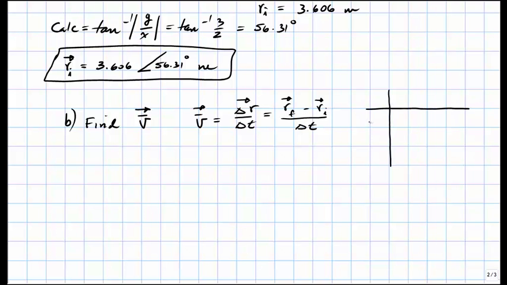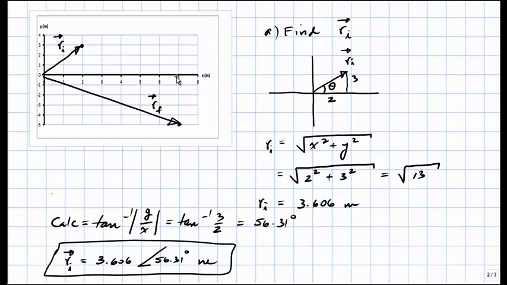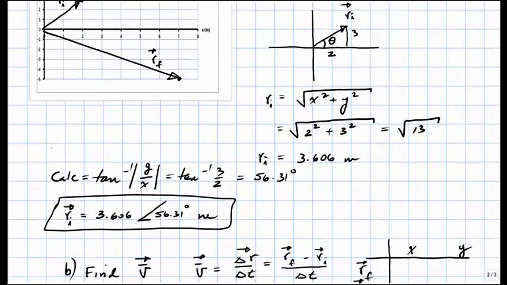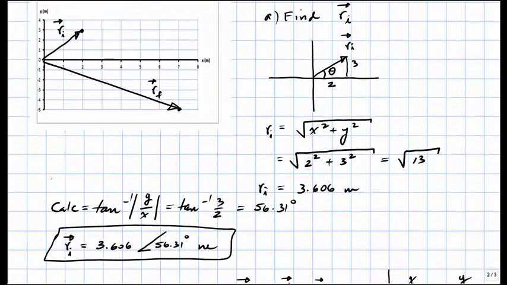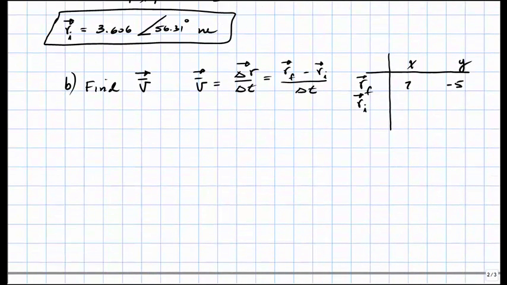So here's our chart, and we'll label the columns as x coordinate and y coordinate. Here's RF, here's RI, and of course for RF, the components are 7 on x and -5 on y. And for R initial, the components were 2 on x and 3 on y. And now we need to subtract them. We're not adding, remember, we're subtracting the two vectors because the displacement is defined as R final minus R initial.